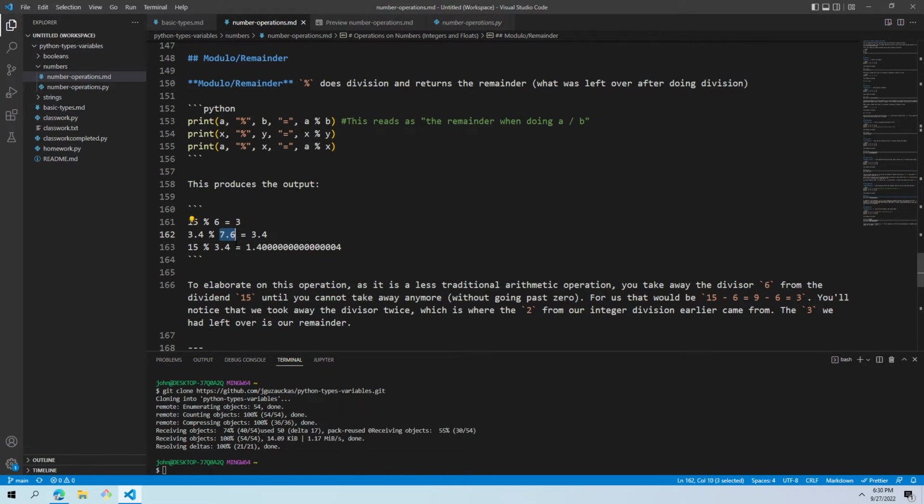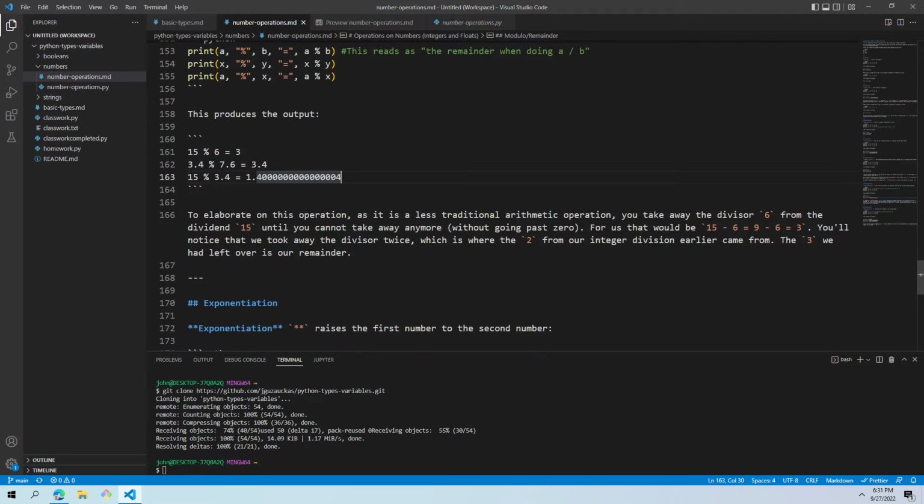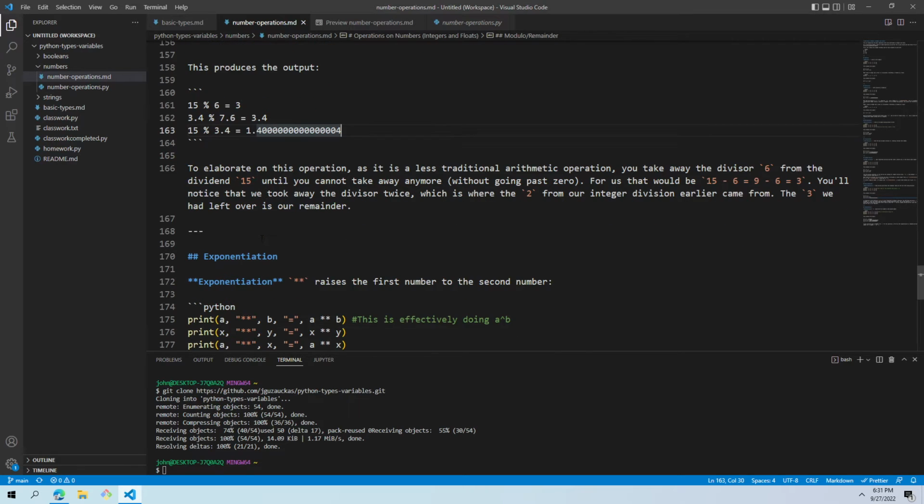Similarly here, we can't take out any 7.6s, so we have a whole 3.4 left over. And here we have another classic float example where it's really 1.4, but it can't quite store it that easily. And I have an additional description here to help you out.